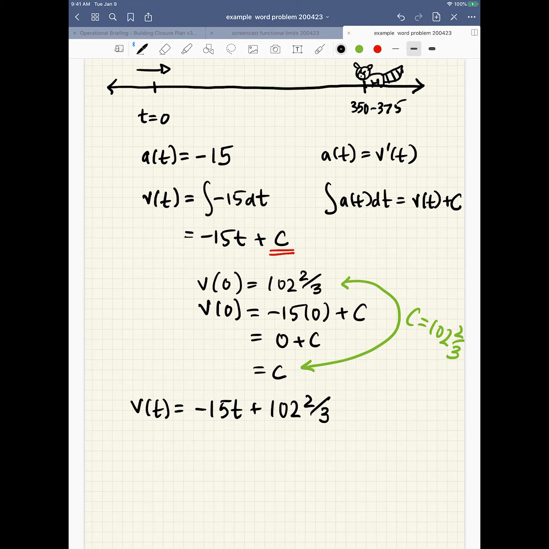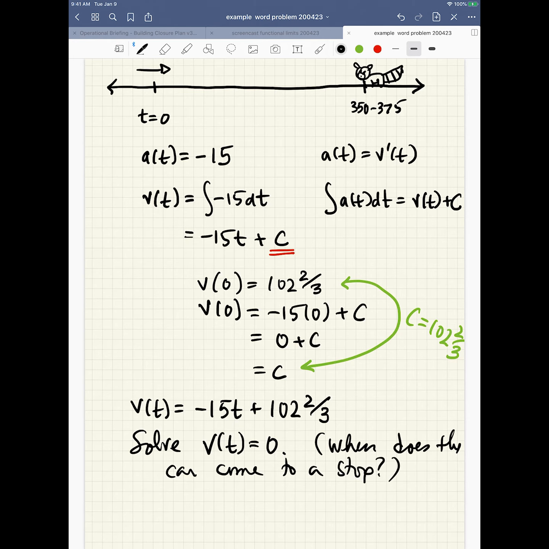Now, what are we interested in the problem? We're interested in whether or not this car hits this animal, and we don't want it to hit the animal. We want to know if it hits it. So we want to know when the car stops. A car stops when its velocity is 0. So we want to solve v of t equals 0. Okay? When does the car come to a stop?